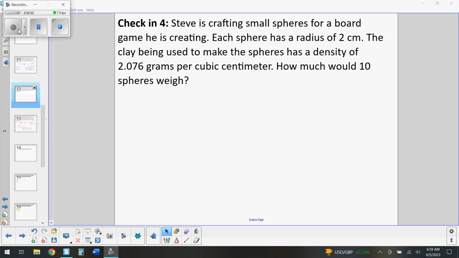So you're going to go ahead and try this one. Steve is crafting small spheres for a board game he's creating. Each sphere has a radius of 2 centimeters. The clay being used to make the spheres has a density of 2.076 grams per cubic centimeter. How much would 10 spheres weigh? So find the mass and multiply by 10. Pause when you're ready to see the answer, hit play.